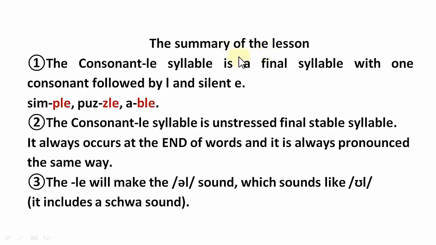The summary of the lesson. The consonant-LE syllable is a final syllable with one consonant followed by L and silent E. Simple, apple. The consonant-LE syllable is an unstressed final syllable. It always occurs at the end of words, and it is always pronounced the same way. The LE makes the "ul" sound, which includes a schwa sound.